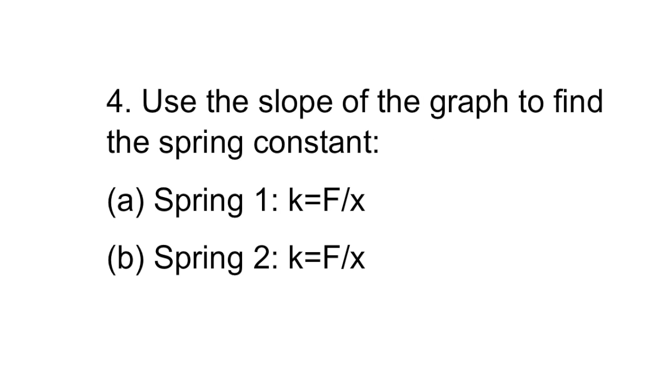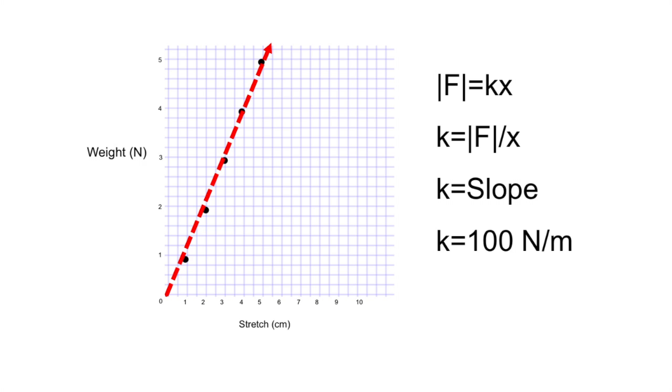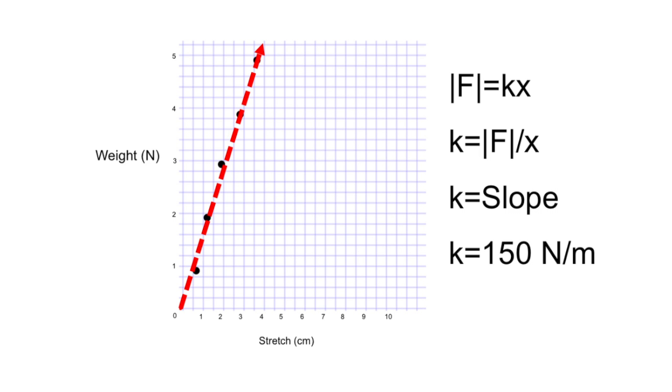4. Use the slope of the graph to find the spring constant. A, spring 1, k is equal to F over x, and B, spring 2, k is equal to F over x. Due to Hooke's Law, we find that the spring constant is 100 newtons per meter for spring 1. Due to Hooke's Law, we find that the spring constant is 150 newtons per meter for spring 2.